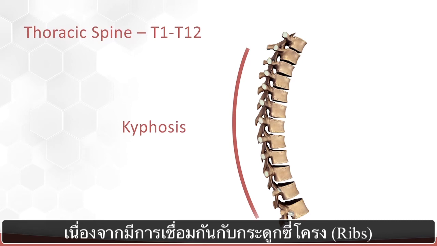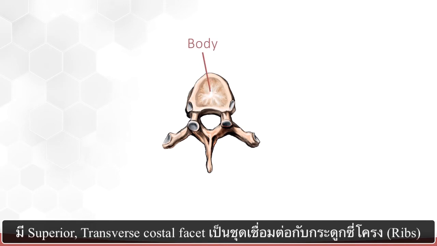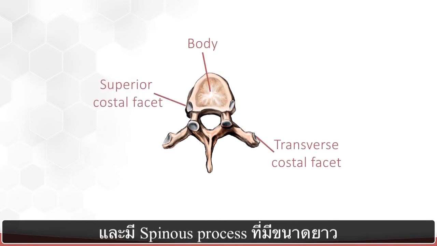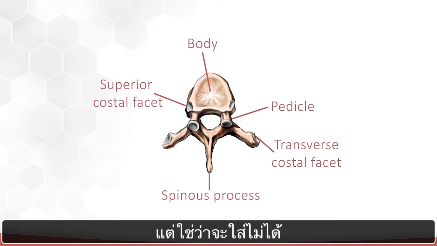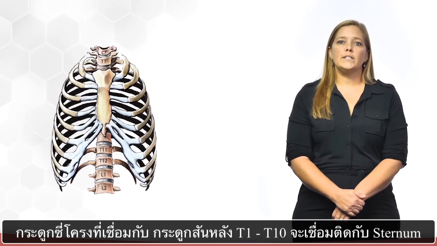Here is an axial view of a thoracic vertebra. Notice the heart-shaped vertebral body, the superior and transverse costal facets for rib attachment, and the elongated spinous process. In addition, the thoracic spine has small, narrow pedicles, making screw placement more difficult than in the lumbar spine, but not impossible. This image shows the rib cage with the thoracic spine.